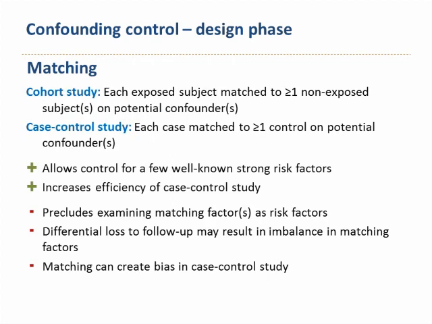A final strategy to control confounding at the design stage is what's called matching. In a cohort study, we could match each exposed subject to one or more non-exposed subjects on the potential confounders that we're interested in. Similarly, in a case control study, we might match each case to one or more controls on the potential confounder. So if we had a case who was a male and we believe that gender was a confounding factor, we might match that case to one or more controls who are also male.